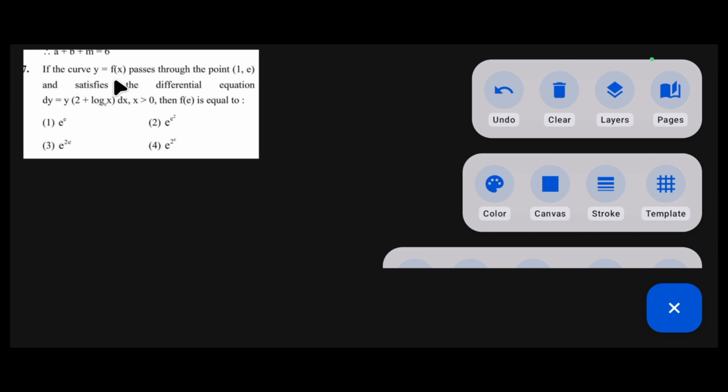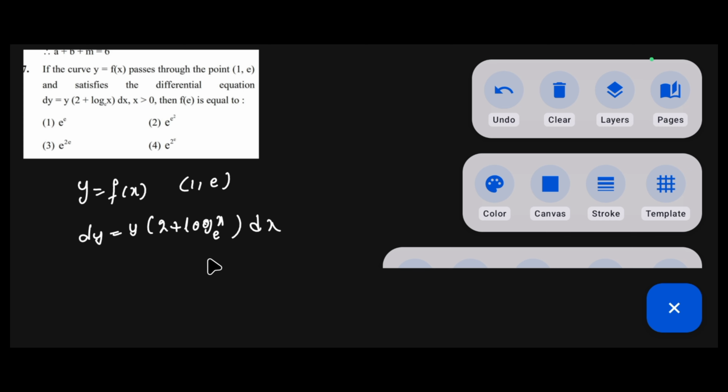Today we will discuss a differential equation question. Let's look here. y equal to f of x passes through the point (1, e) and satisfies the differential equation dy equal to y(2 + log x base e) dx, where x is greater than 0. What is the value of f of e?